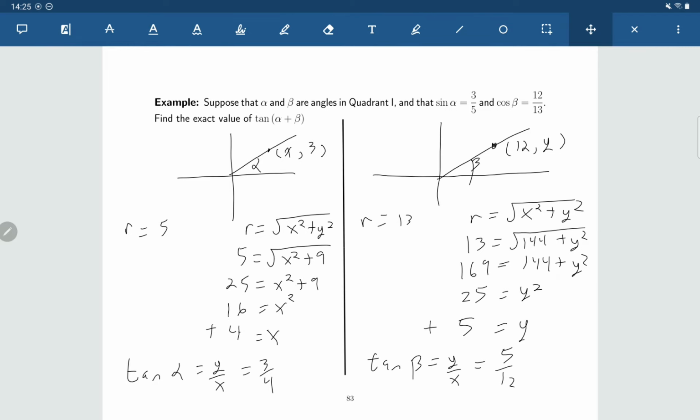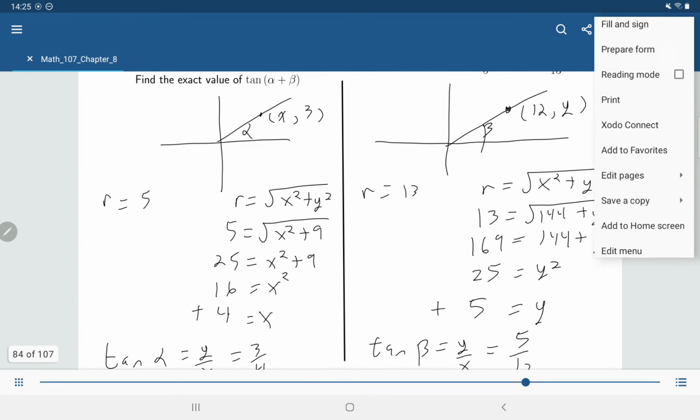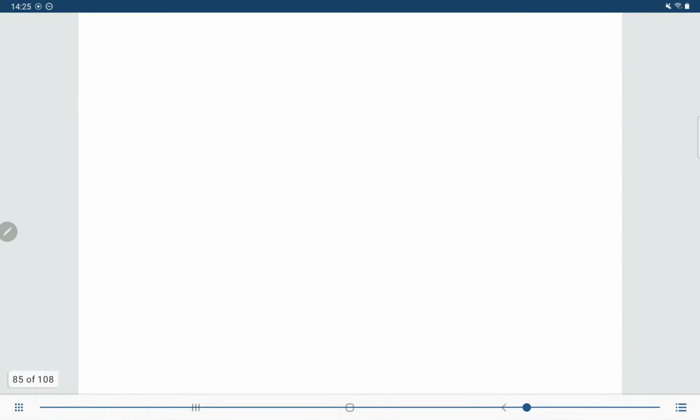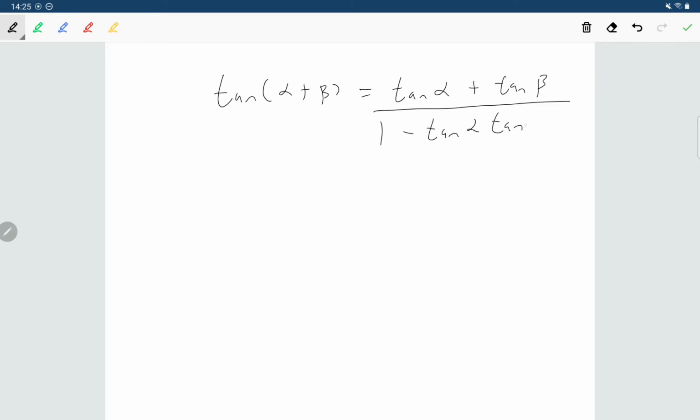So now we have our values for tangent of alpha and tangent of beta, 3/4 and 5/12. So now the only thing left for us to do is to evaluate what is tangent of alpha plus beta. So let's do that now. If we're looking for tangent of alpha plus beta, we know that that's tangent of alpha plus tangent of beta over 1 minus tangent of alpha times tangent of beta.